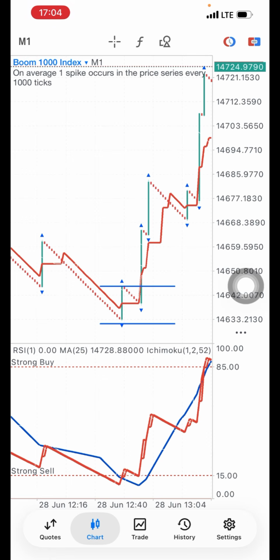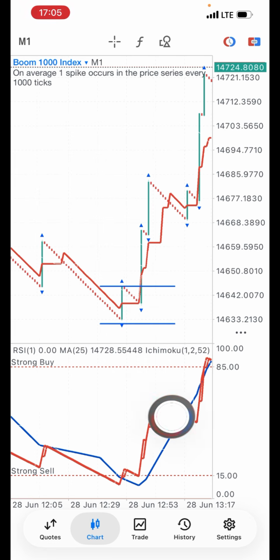Once you see the spike, you take your entry immediately, your stop loss goes below it, and for your TP, you are going to be using this red Ichimoku line on the indicator window. Now you are going to wait for the Ichimoku to get to the 85 level here, which is our strong buy area. Price is expected to reverse from this area, so you don't want to be in the market anymore.